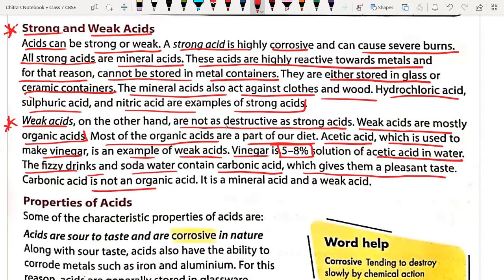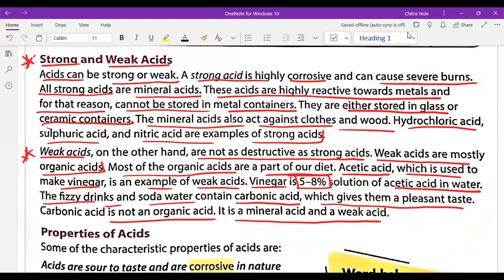Carbonic acid is not an organic acid, it is a mineral acid and a weak acid. Carbon dioxide, when dissolved in water at a very high pressure, forms carbonic acid.